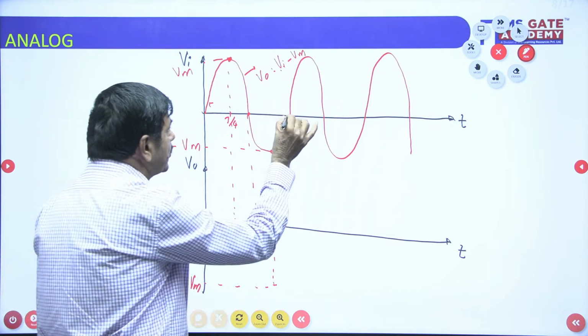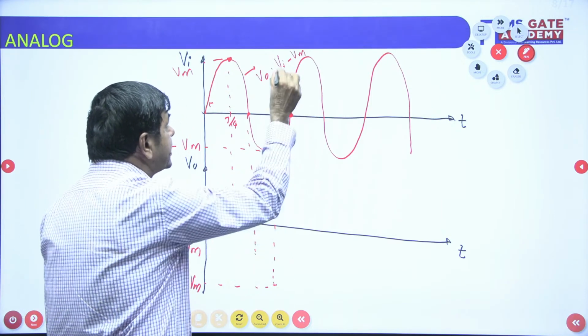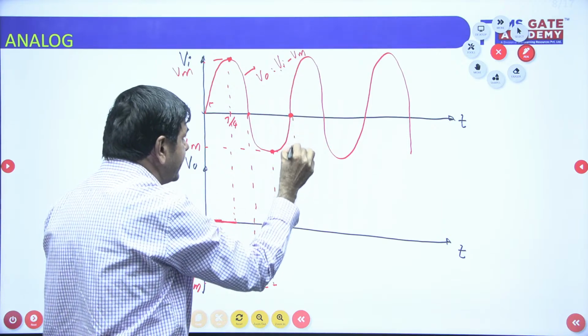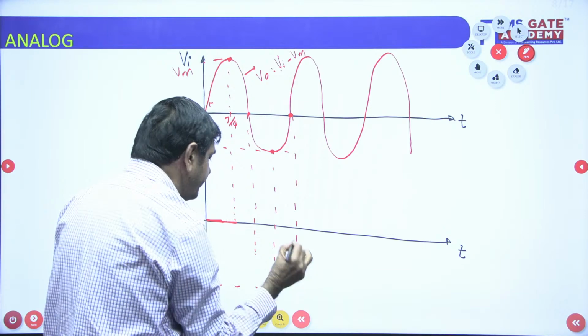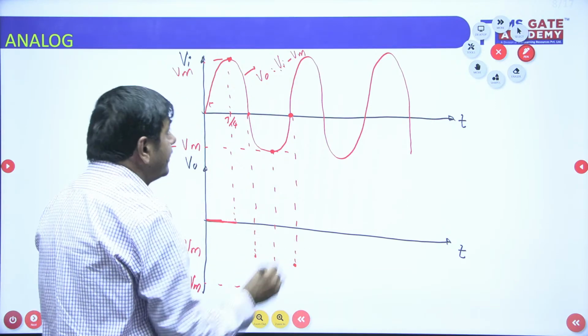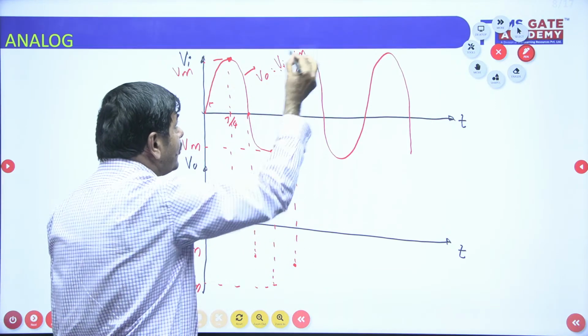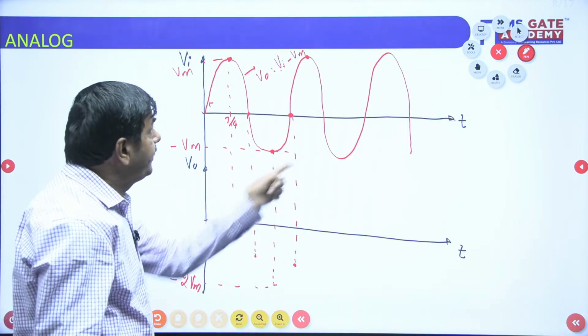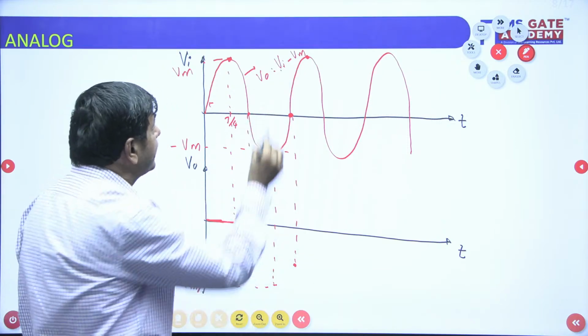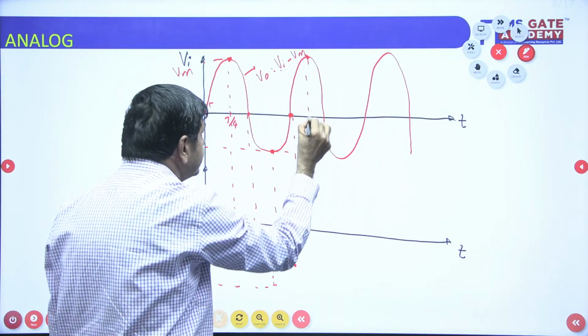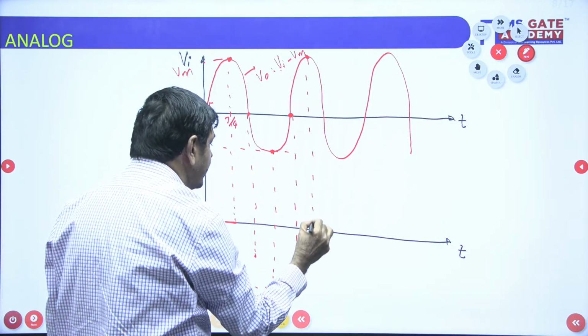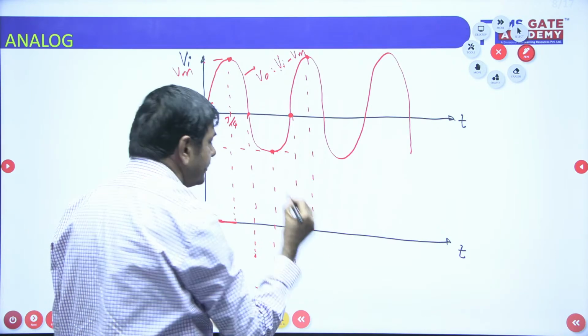When you are reaching this point, Vi is 0 voltage. 0 minus Vm, I can get here now. This is minus Vm. If I reach the maximum voltage, Vi equal to Vm here now. Vm minus Vm, 0 voltage I can get here now. This voltage is going to be 0 voltage.